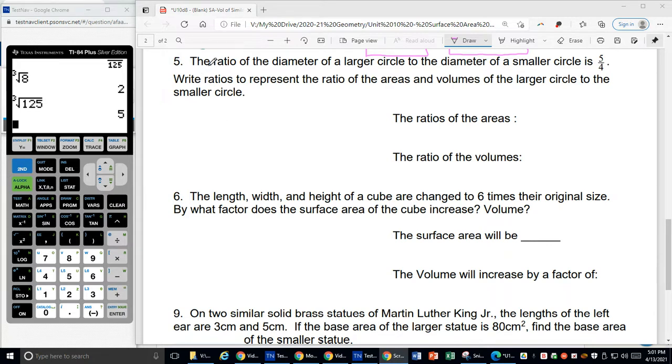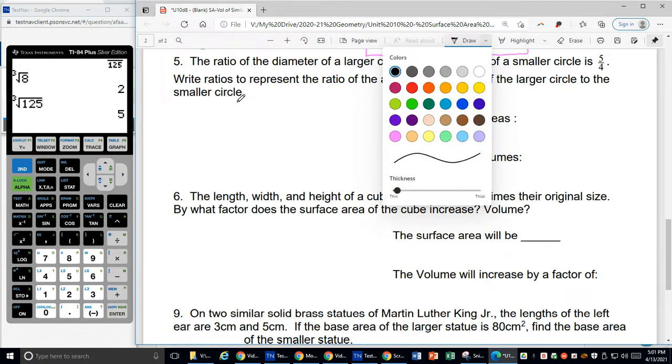We're still looking at similar surface area and volume. When I look at the fifth example here, it says the ratio of the diameter of a large circle to the diameter of a small circle is 5/4. And we can tell that because the 5 is bigger than the 4, so it has to be the large circle over the small circle. We're going to write the ratios to represent the ratio of the areas and the volumes of the larger circle to the smaller circle. So I'm going to create my SPOV table.